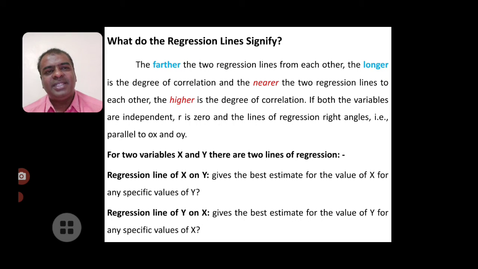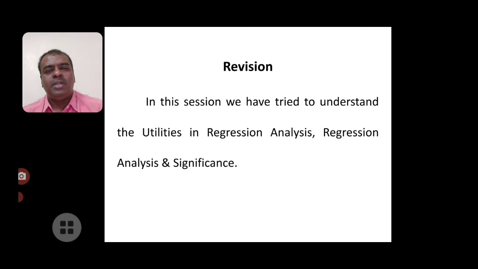For two variables x and y, there are two lines of regression: the regression line of x on y and the regression line of y on x. The regression line of x on y gives the best estimate or best prediction for the value of x when a specific value of y is given. And the regression line of y on x gives the best estimate for the value of y for a specific value of x, which we have already discussed even in the previous slides. So that's all for this session. We have tried to understand utilities in regression analysis, what regression analysis is, and the significance of regression analysis.